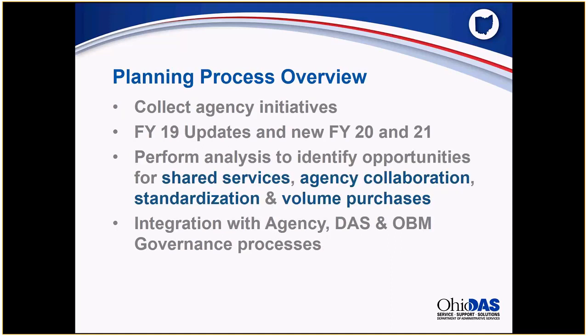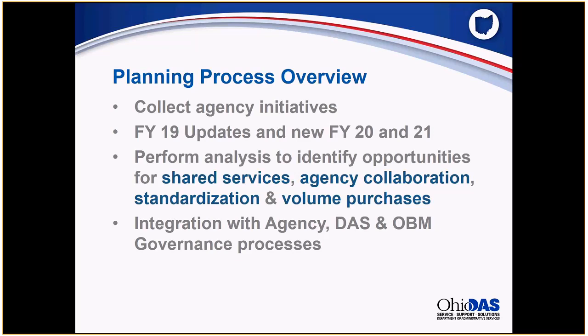This is to give an overview of the planning process. At the start of a budget cycle, it could be a fiscal year or biennium, the enterprise planning team collects agency initiatives and investments to ensure alignment. Specifically for this collection cycle, we are requesting fiscal year 19 updates and fiscal year 20 and 21 newly planned agency investments. What we do with this information that we collect from the agencies and from DAS, we perform analysis to identify opportunities for shared services, agency collaboration opportunities, technology standardization, and volume purchases for enterprise licenses.